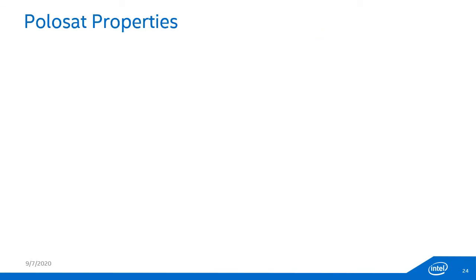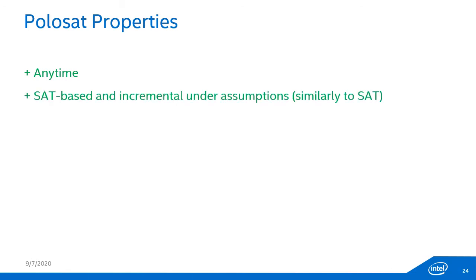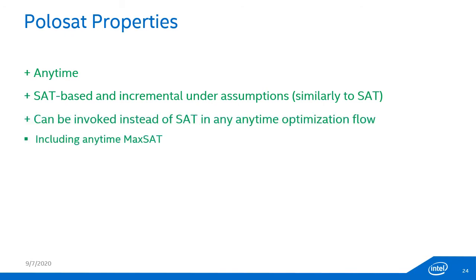Let's go over PoloSAT properties. It's an anytime algorithm because it invokes a SAT solver many times, and in many cases it succeeds to improve the best model so far. It is SAT based and it's incremental under assumptions, similar to a SAT solver. So you can provide it a bunch of additional assumptions, which are then provided to the SAT solver. I haven't shown it in the algorithm, but it can be easily modified. And because of that property, it can be invoked instead of SAT in any anytime optimization flow.